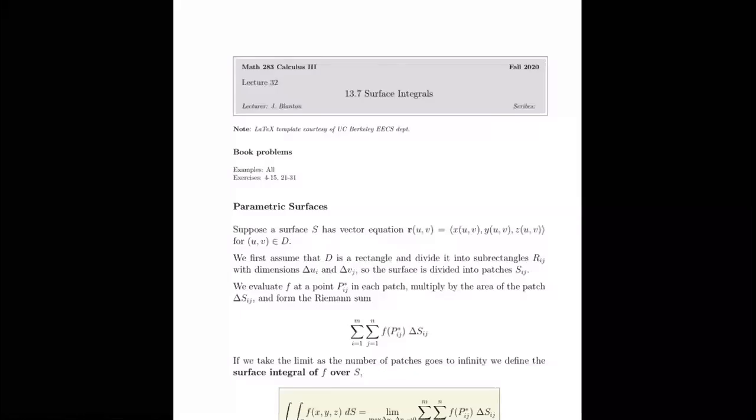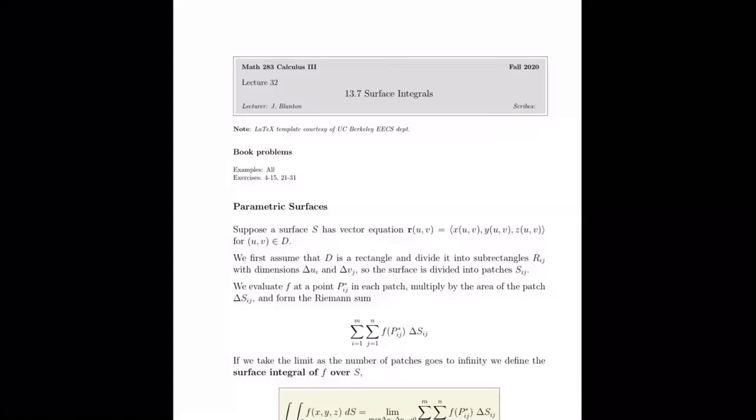Section 13.7 is surface integrals. So we'll extend on what we did in 13.6 to integrate a function f, some scalar function of variables x, y, and z, over a surface S. We'll describe a physical interpretation of this later on in the notes.